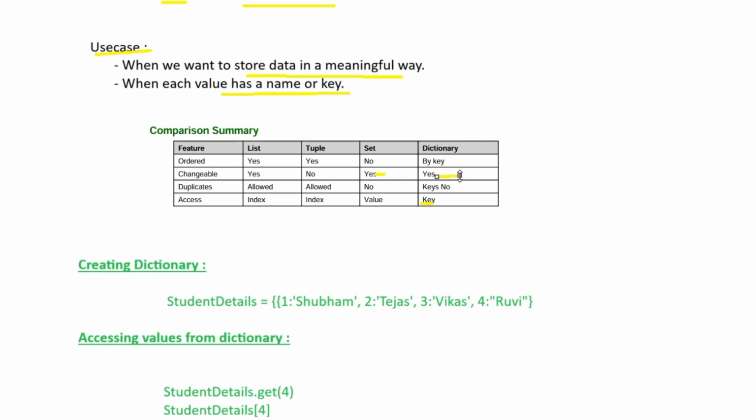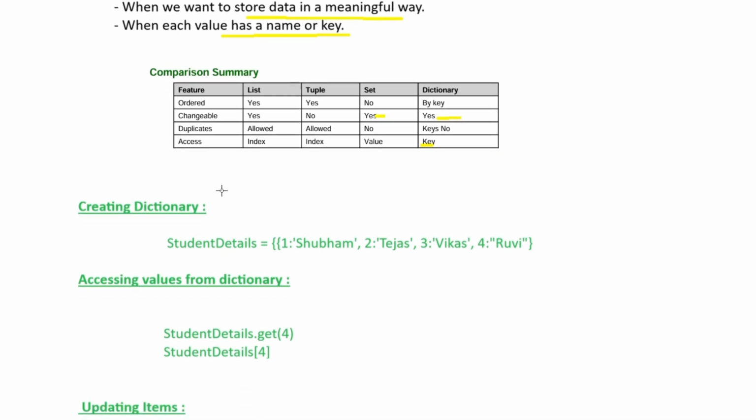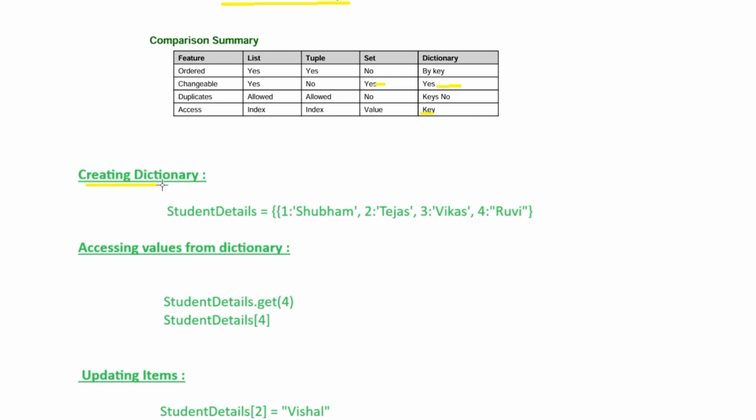Now, let's see dictionary in action. Okay, now let us see how to create a dictionary. A dictionary is created using curly brackets, just like a set. But the difference is, inside a dictionary, we write key and value pairs. For example, here I am creating a dictionary named Student Details. And inside it, I am storing student roll number with student name. Each key is connected to its value. This is how we create a dictionary in Python.